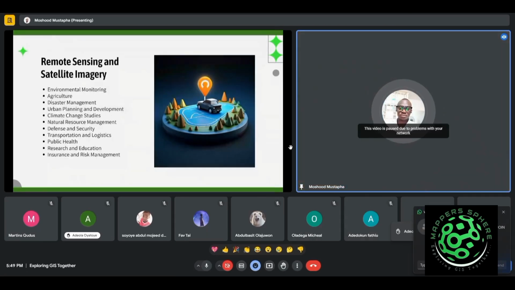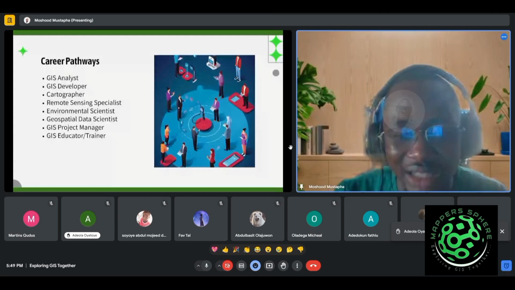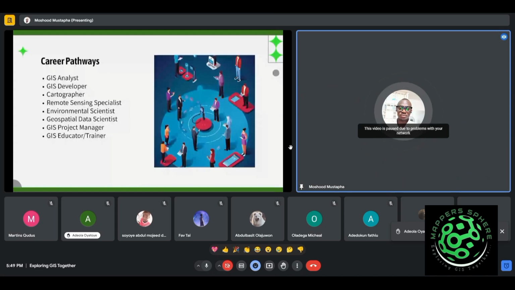Now let's move on to the career pathways. I know this is the stage we are all very much interested in. Okay, we have talked, now we know those things. So now, when I finish from school, I need to do a particular career. I said I'm a geospatial software engineer. That is a career. So what career can I focus on? What career can I push forward to?